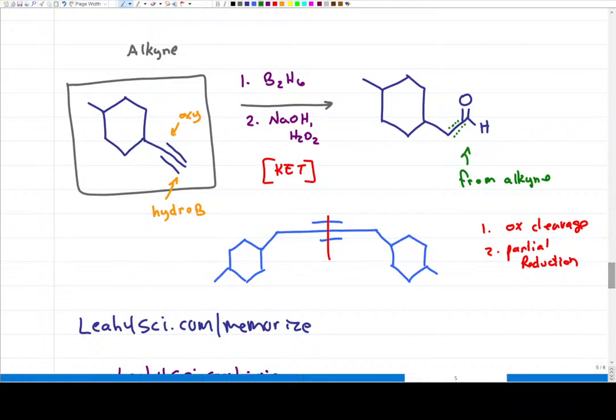Here. It's not just B2H6. It could be anything with boron. So options are BH3, B2H6, which is just two BH3s together, 9-BBN, and there's one more that most of you don't have to know. So these are the ones to recognize. Don't get freaked out on the exam if it doesn't look familiar. Just ask yourself, is there a boron reacting with an alkyne? I know what to do. Treat it like a hydroboration reaction, even though I don't recognize exactly what that is.